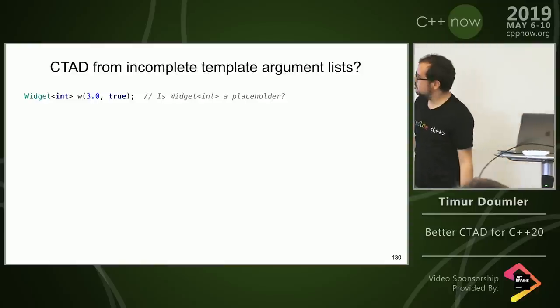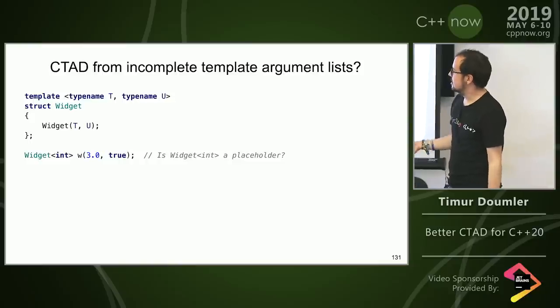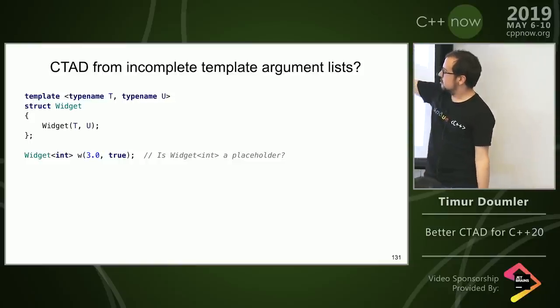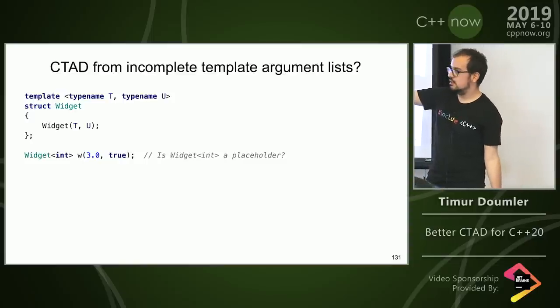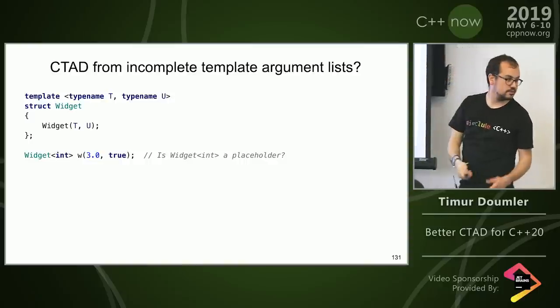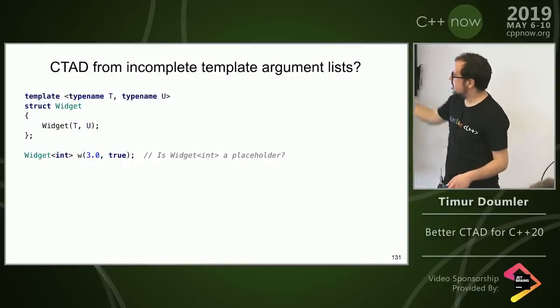I mean, this is still kind of doable in the simple cases, right? So if you have a struct that takes two template arguments and you want to specify one, there's nothing else, then obviously this is a placeholder in this case. This is kind of the easy case.